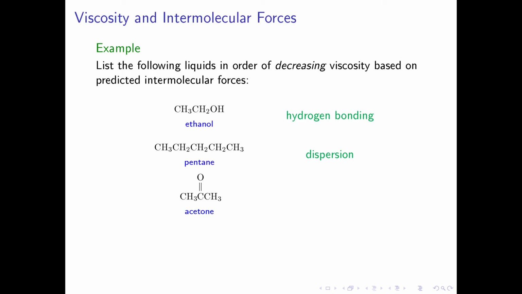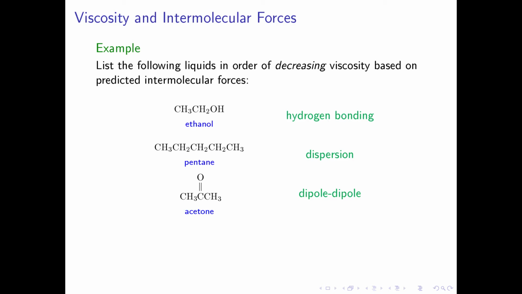Lastly, we consider acetone. First, we note that there are no hydrogens bonded to oxygen, nitrogen, or fluorine in acetone. However, because we have a C double bond O group, we know that it has a permanent dipole and therefore has dipole-dipole forces. Now we can rank our 3 liquids.